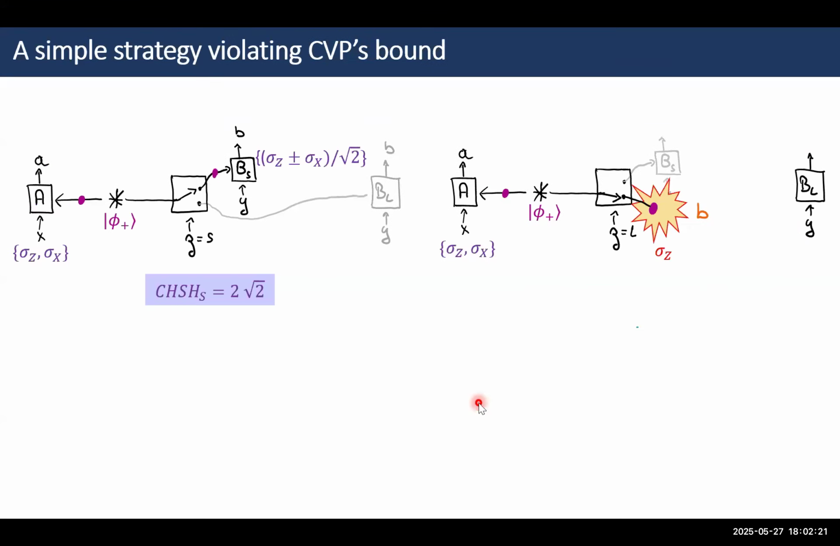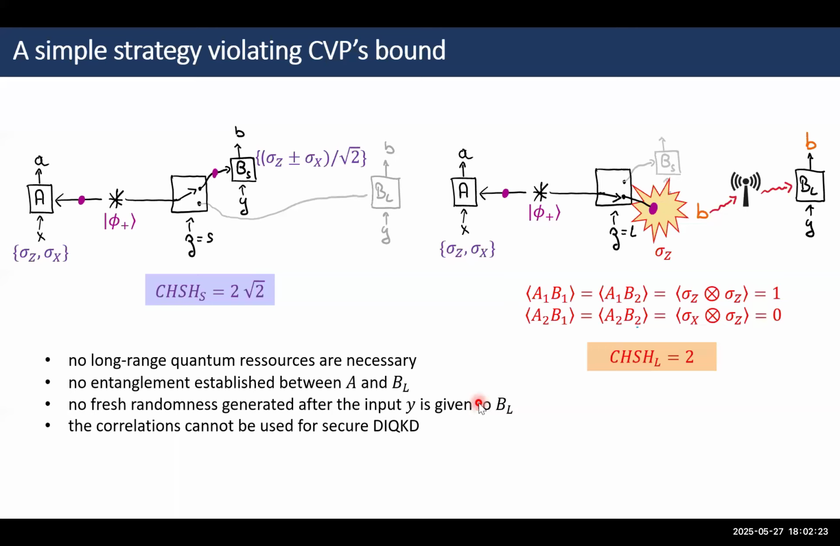And this strategy I introduce doesn't involve any long-range quantum resource. There is no entanglement established between Alice and the faraway device. There is no fresh randomness that is generated after the input is selected here. And of course, this kind of correlations cannot be used, let's say, for QKD, because this intermediate measurement could actually be done by an eavesdropper, who would then have a copy of the outcome of Bob, so know everything that Bob knows, right?